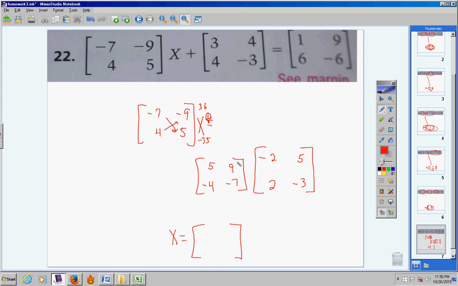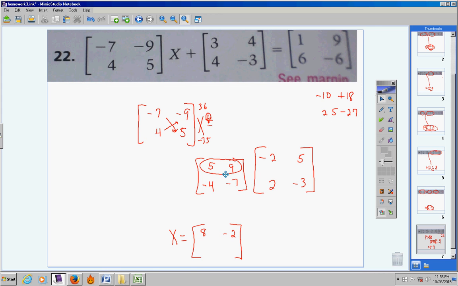And here we go. We're going to take this row times these columns. So 5 times negative 2, negative 10. 9 times 2 is positive 18. Combine and we get an 8. Now this row times this column. 5 times 5 is 25. 9 times negative 3 is negative 27. Combine and you get a negative 2.